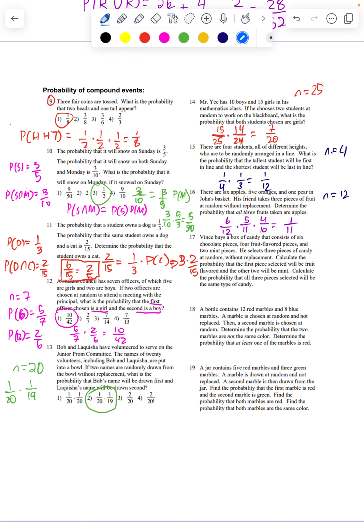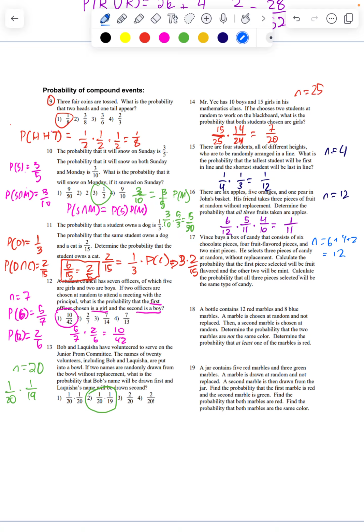Vince buys a box of candy that consists of 6 chocolate pieces, so I'm going to write n equals 6, 4 flavored pieces, plus 4, plus 2. So n is going to equal 12. He selects 3 pieces of candy at random without replacement. Calculate the probability the first piece selected will be fruit flavored and the other 2 will be mint.